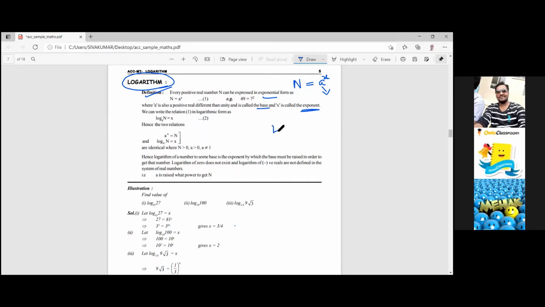So if we have 49 or 64, 80, any number, if we have 49 means we can write 7 square. If we have 64 means 8 square. If we have 25 means we can write 5 square. Both must be equal.